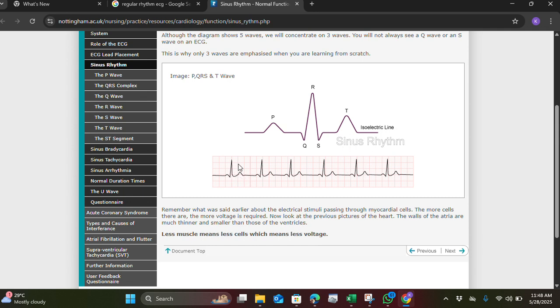So if you study this one, let's count how many boxes are here now. 1, 2, 3, 4, 5. Then let's count on, 1, 2, 3, 4, 5. Not really up to 5, but then 1, 2, 3, 4, 5. You see the space between two R's is the same all through the lead. That's just what we call RR interval being consistent. Now that is one criteria.